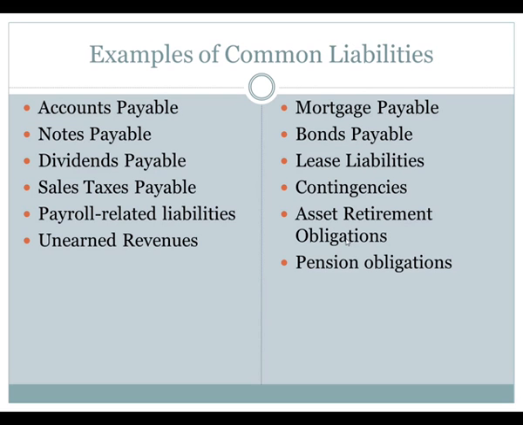So accounts payable, notes payable, dividends, and so on. Typically, we would expect to see those satisfied within 1 year of the balance sheet date. Mortgage payable, bonds, contingencies, lease liabilities, pension obligations, and such, those are more commonly going to be found in the non-current or the long-term portion of the liability section of the balance sheet. Those are obligations that we expect to be satisfied more than 1 year from the balance sheet date or over time.